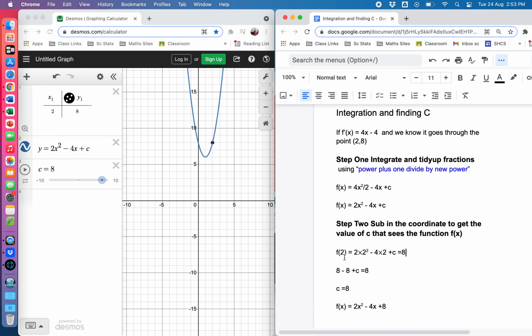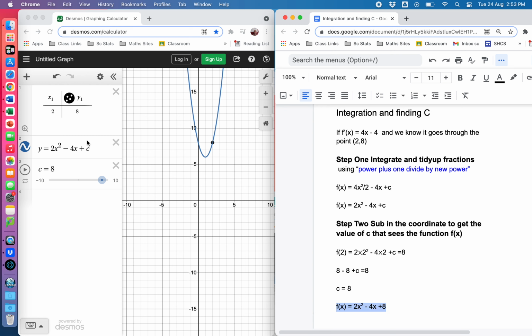Okay, then I chop that f of 2 off, and so I just start tidying up. 8 minus 8 plus c equals 8, so that's just all of that. Neat it up a bit. Based from there, it becomes quite tidy in this case. c equals 8, and then the final job is I write the correct equation here.